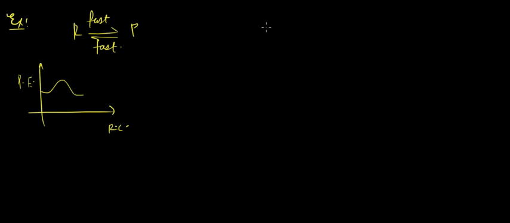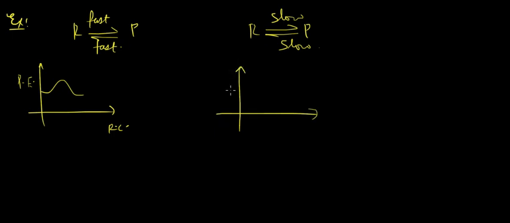happening like this. And second, if we have reactants which are converting into products at a slow rate and product also converting into reactant at another slow pace, then we would have a graph between potential energy and reaction coordinate as something like this.